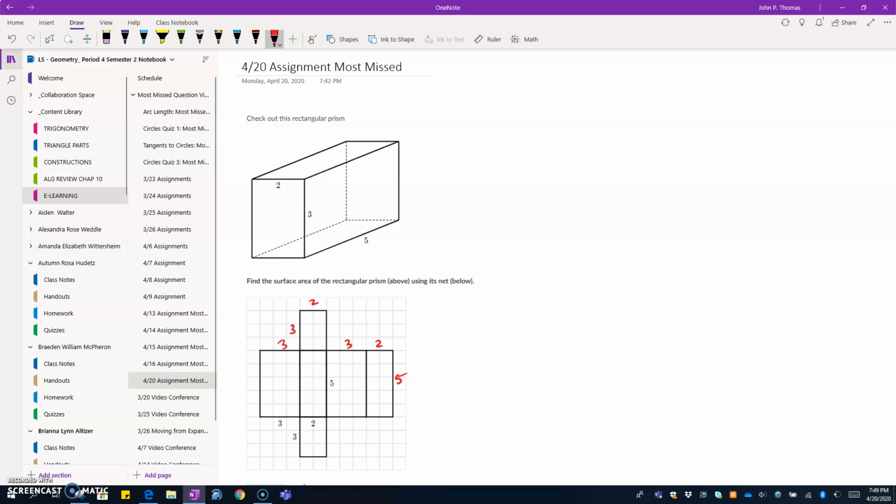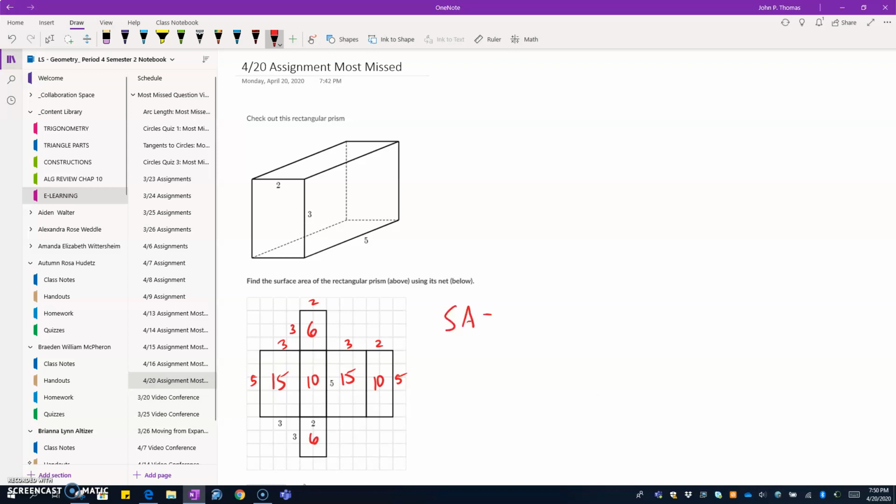So I'm going to find the area of each section. So 3 times 2 gives me 6 for this section. All right, 3 times 5 gives me 15 for this section. All right, then I've got a 2 times 5, which gives me 10 for this section. Then a 3 times 5, which is 15. A 2 times 5, which is 10. And then a 2 times 3, which is 6.